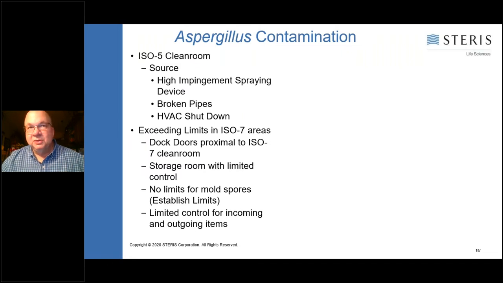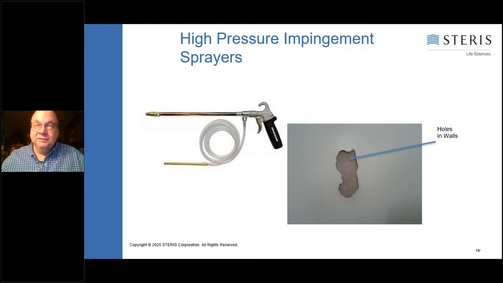And of course, when it comes to molds like Aspergillus, if you do have an excursion and an outbreak going on, I give some examples here: that high impingement spraying device that I mentioned earlier, maybe a broken pipe in the ceiling of the clean room, or shutting down the HVAC system, which happened at the New England Compounding Pharmacy, which I would never recommend. These can lead to contamination. So in that site where they were using the high impingement sprayer, you'll note here that it did punch holes through the wall. The velocity of the sprayer is way too high. You need to be using bucket systems and mops and wipes for cleaning.